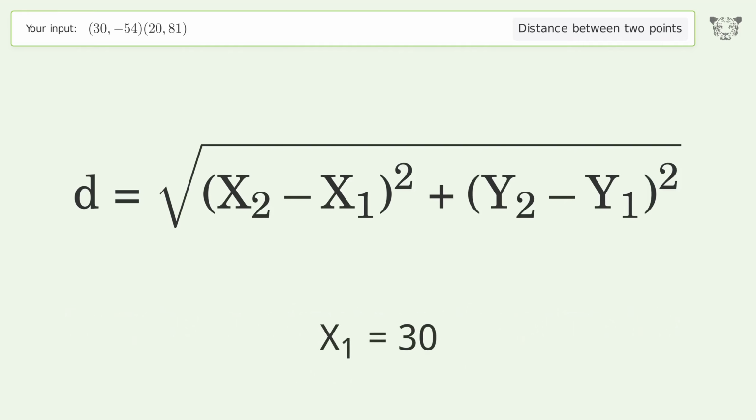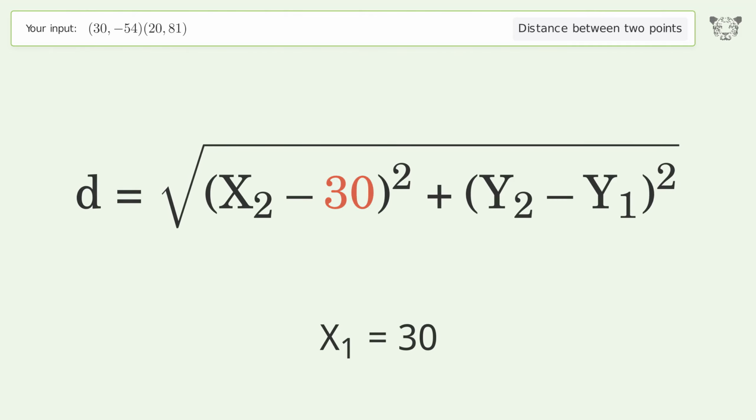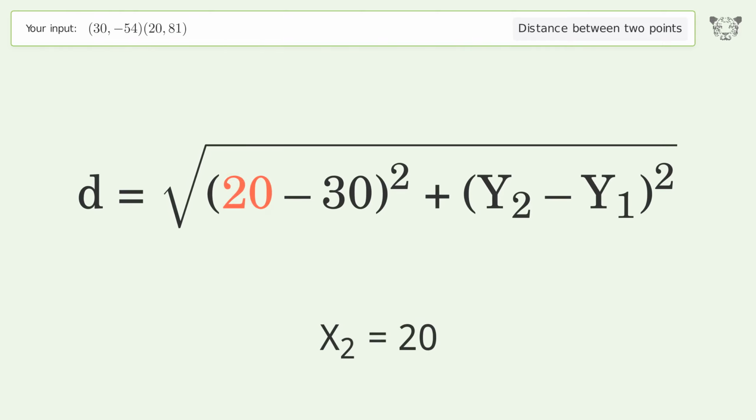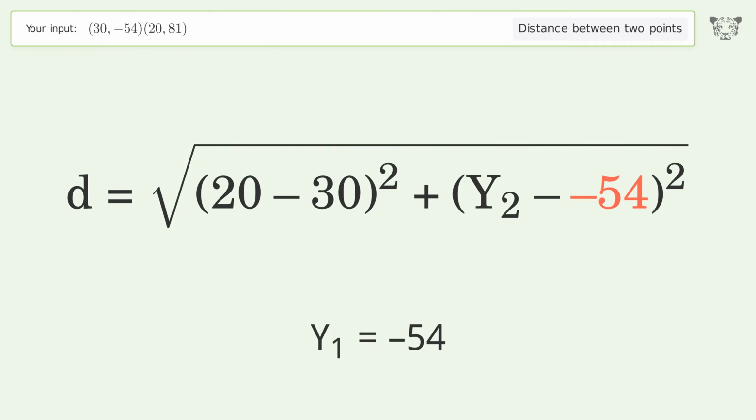x1 equals 30. x2 equals 20. y1 equals negative 54. y2 equals 81.